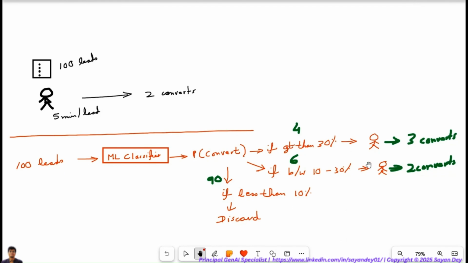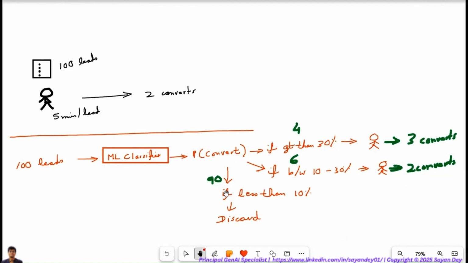Okay, but this is still a much more efficient process than the above one. For the company, it is a win-win. The organization ends up spending less money, so the cost is lower, and it also ends up getting more converts, so the revenues are higher.